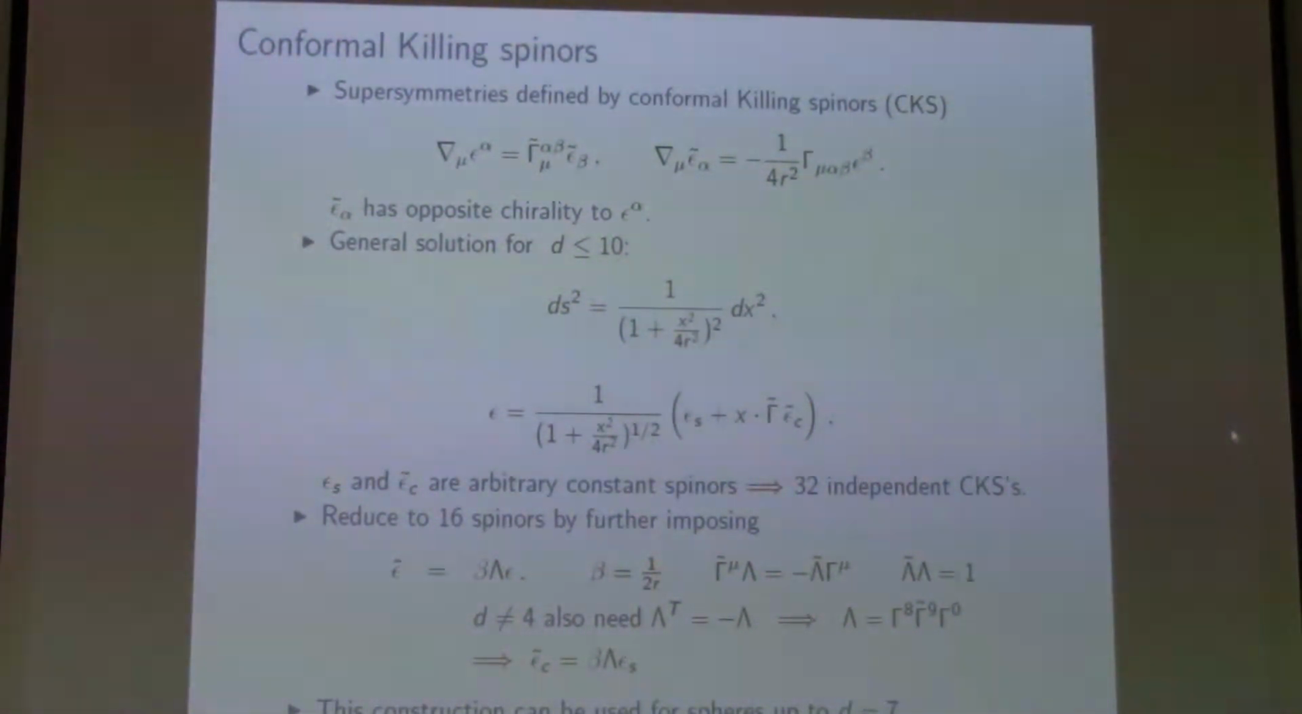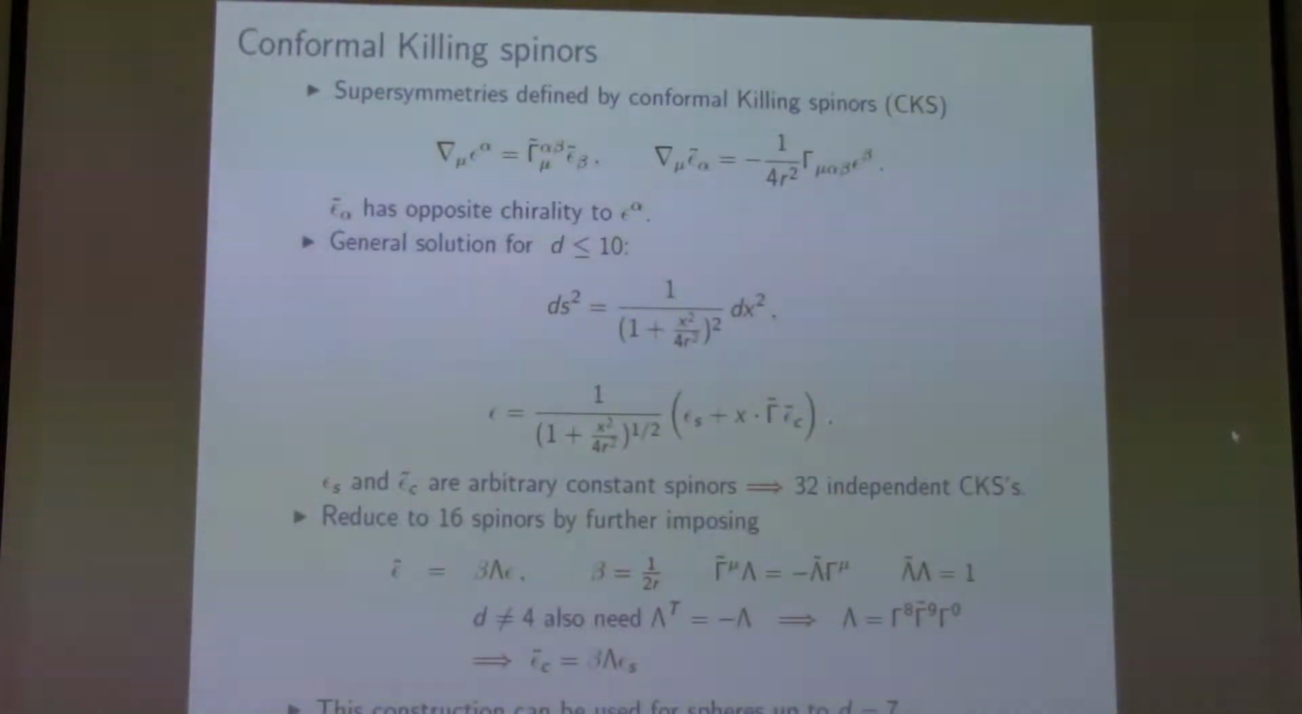So to find those additional terms, what we should do is look at the conformal Killing spinors. For conformal Killing spinor supersymmetries, we have the following equation: if we take a spinor epsilon and take a covariant derivative on it, it should come back as an opposite chirality spinor, which I'll call epsilon tilde, multiplied by a gamma matrix. And then if we take the covariant derivative on that epsilon tilde, we get back the original epsilon, multiplied by a gamma matrix, and multiplied by a factor of minus 1 over 4r squared.